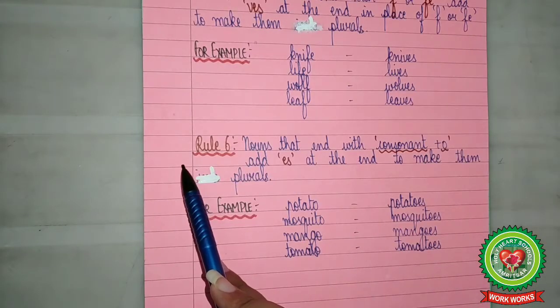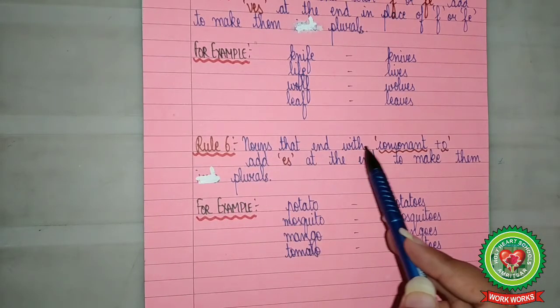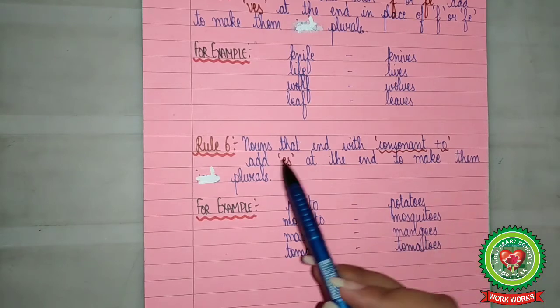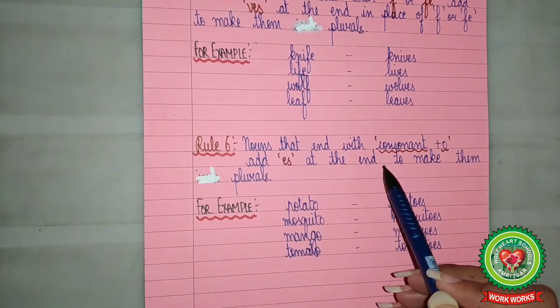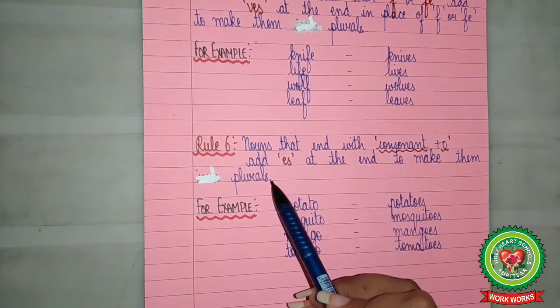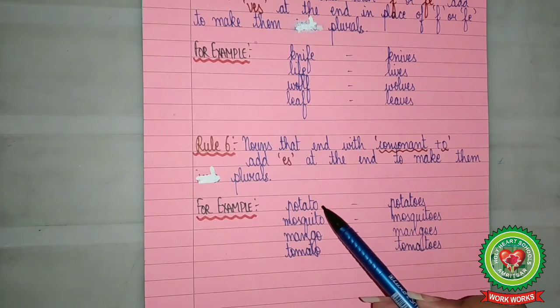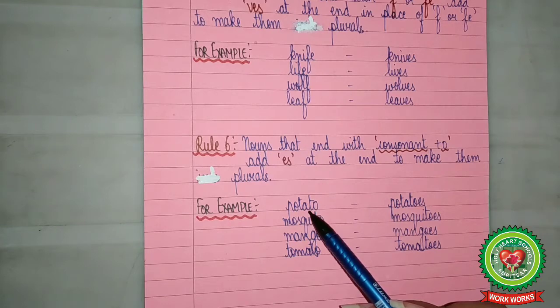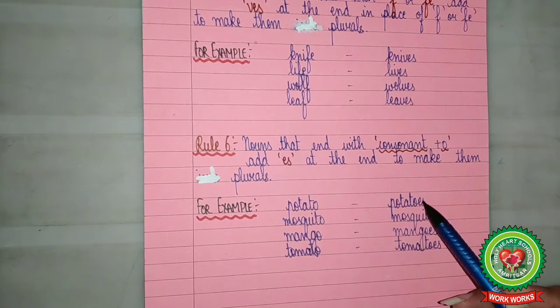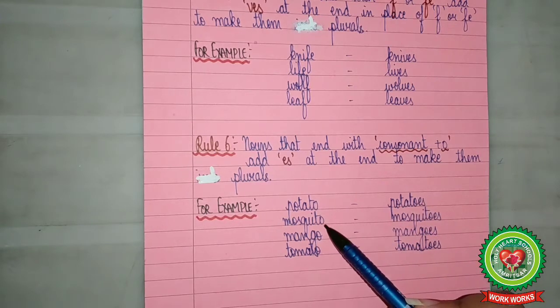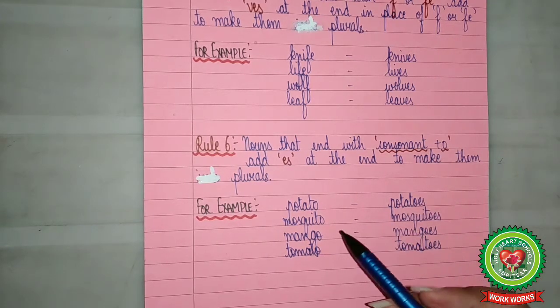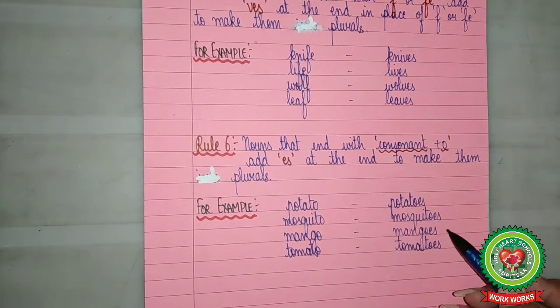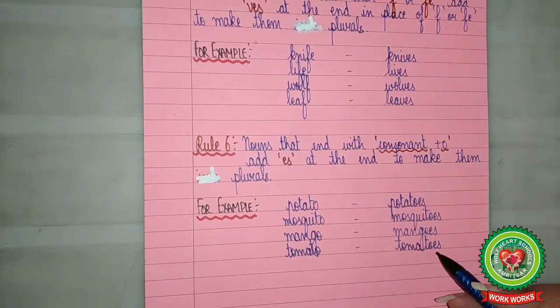Rule 6 says nouns that end with consonant plus o, add es at the end to make them plurals. For example, potato, it ends with o and has a consonant before it, so we will add es at the end, so the answer is potatoes. Mosquito changes to mosquitoes, mango changes to mangoes, and tomato changes to tomatoes.